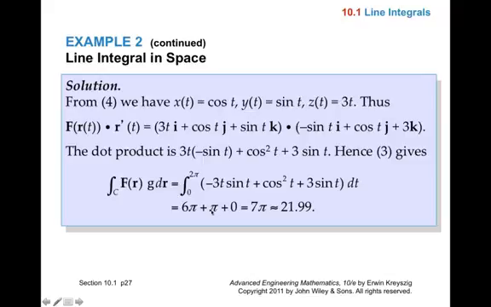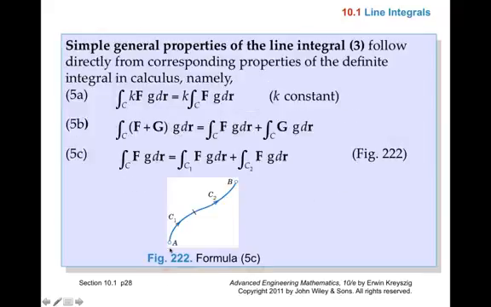We can evaluate then between the two limits, 0 and 2 pi, which are our limits along the curve, and we get the following number. So that's just a numerical example of how to do a line integral in space. There are various properties for the line integral. I won't go over those in great detail.